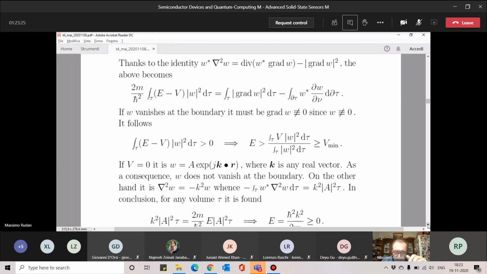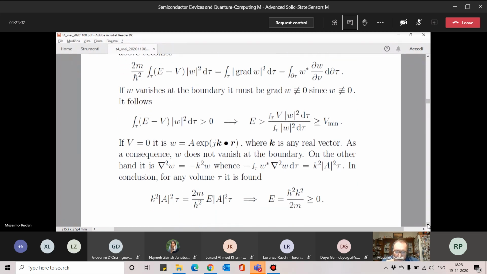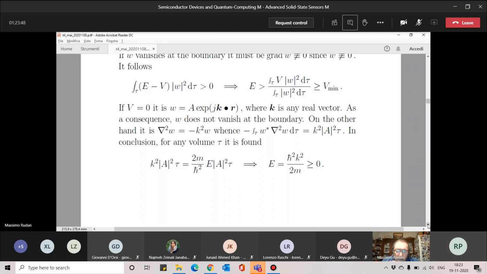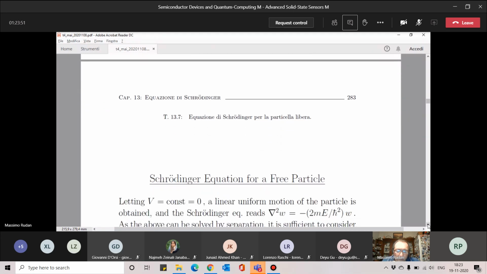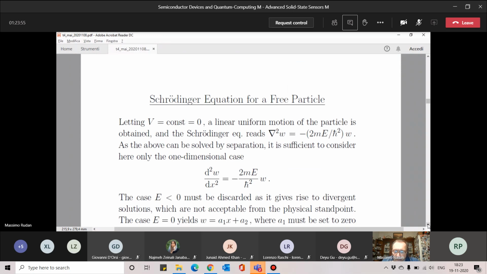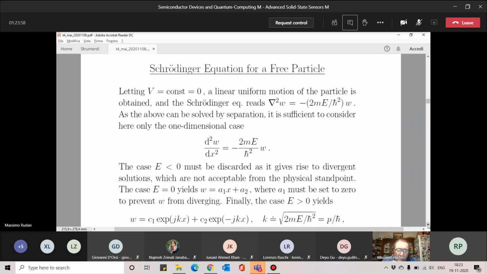The second part, that E must be larger or equal than the minimum of the potential energy, is easily proven in the case of the free particle, so I do not repeat the calculation. The calculation is in the last line of this page. Now, let's see some simple example, okay?